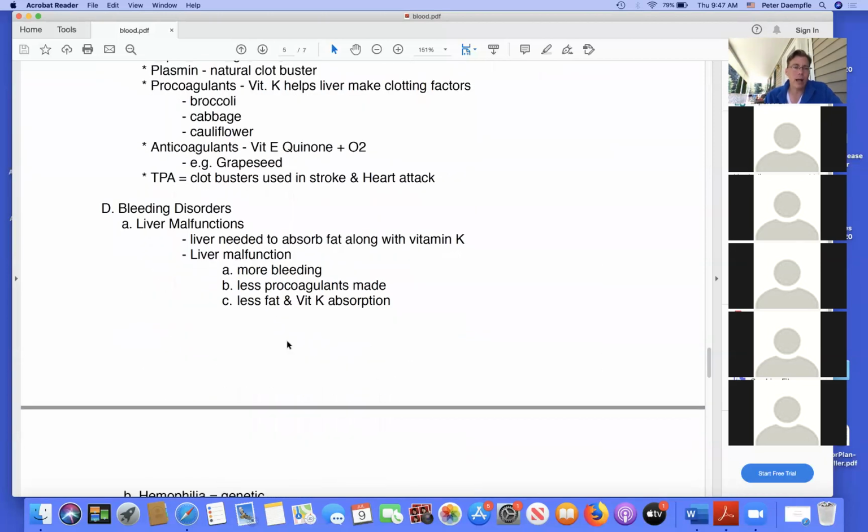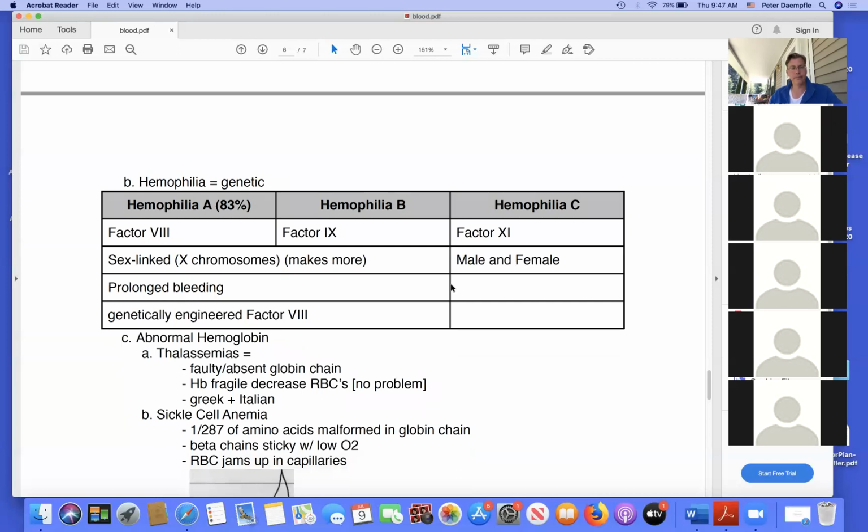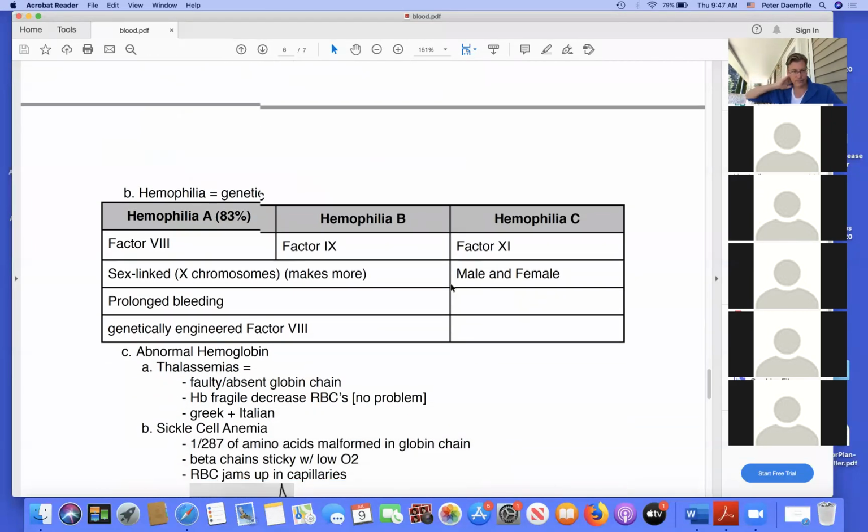And again, like I said, with liver malfunctions, you need the liver to absorb fat along with vitamin K so that you have the proper amount of vitamin K. And if you can't absorb fat because there's liver malfunction, you're not absorbing the vitamin K, and so you are bleeding more, right? Vitamin K prevents bleeding. It's a procoagulant. So that's one way a person bleeds due to liver malfunctions.